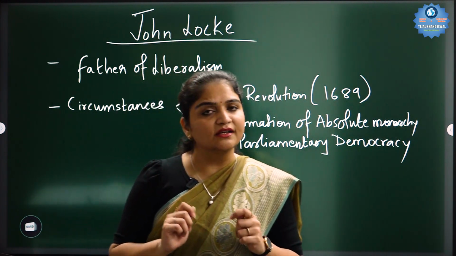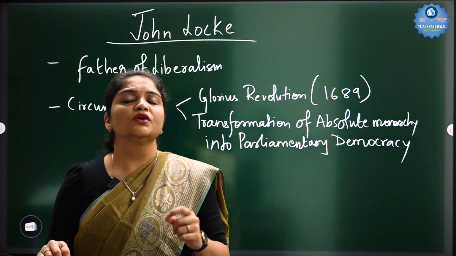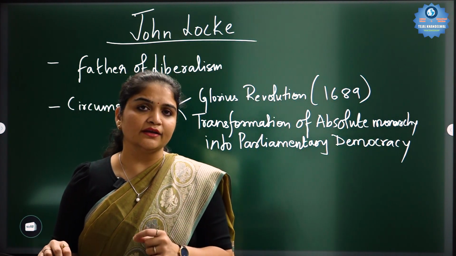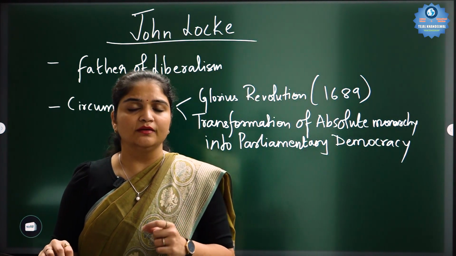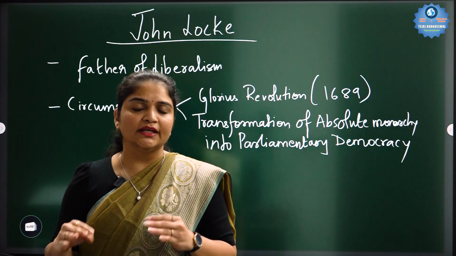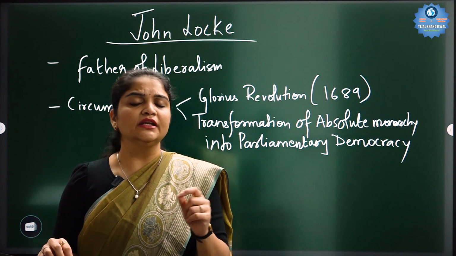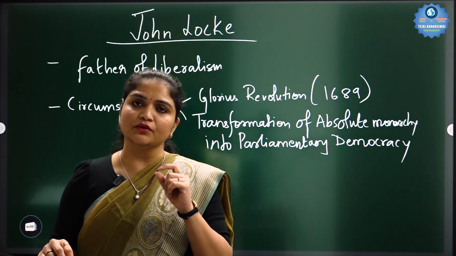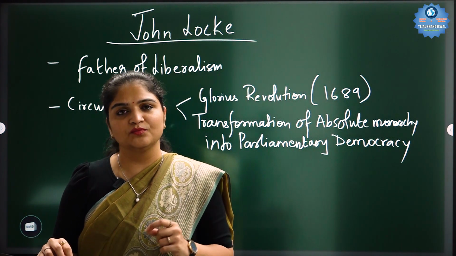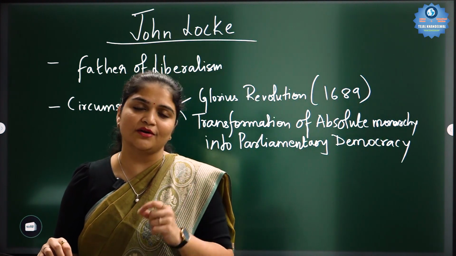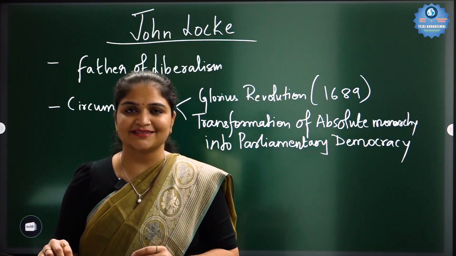If we look at the circumstances of John Locke's life, the Glorious Revolution of 1689 coincided with his lifetime. In this, the English people successfully and peacefully transformed an absolute monarchy into a parliamentary democracy. Locke then went into exile for some period of time. It is said that the unique achievement of Locke is that there is no liberal before Locke, even though there are many socialists before Marx.